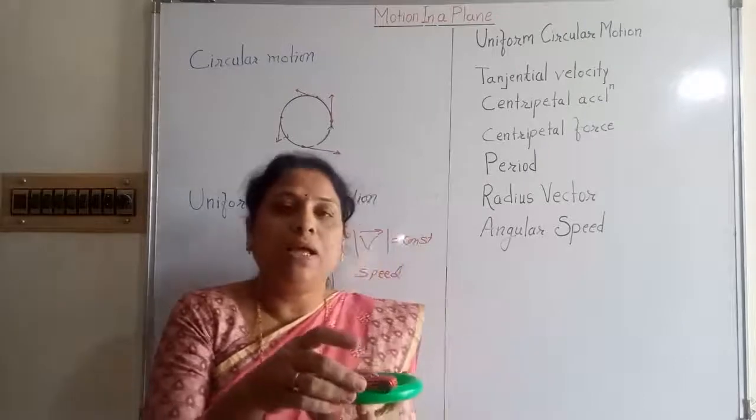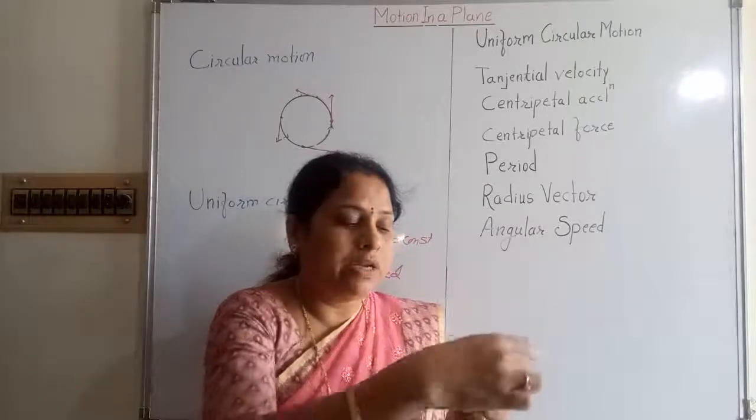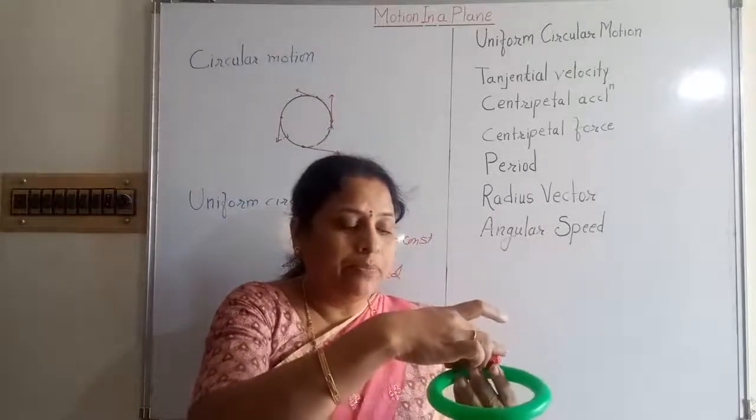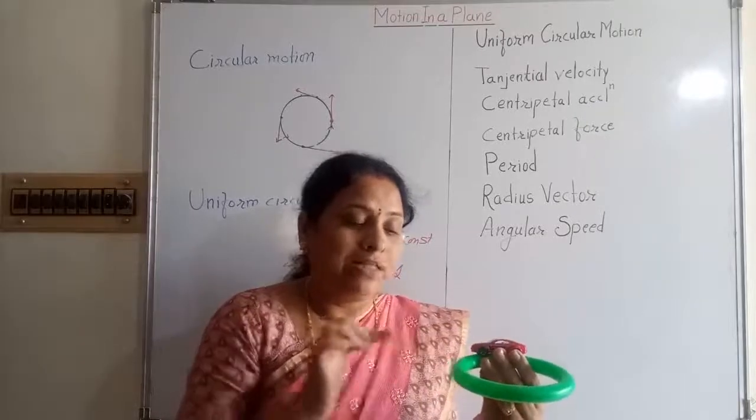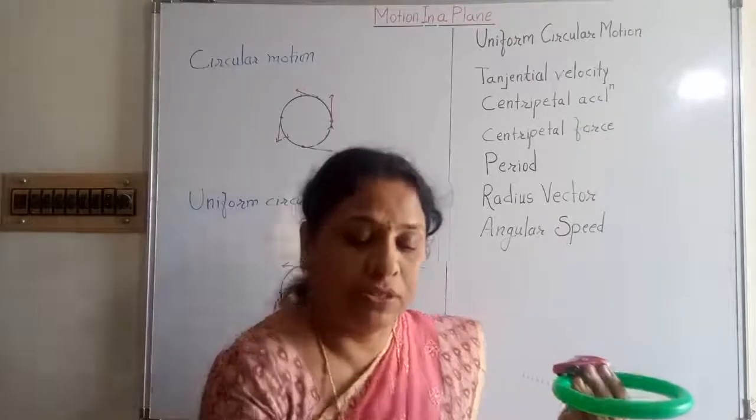Here, what is the important thing? When the object is moving along a circular path, if the direction of acceleration is along the direction of velocity, understood?